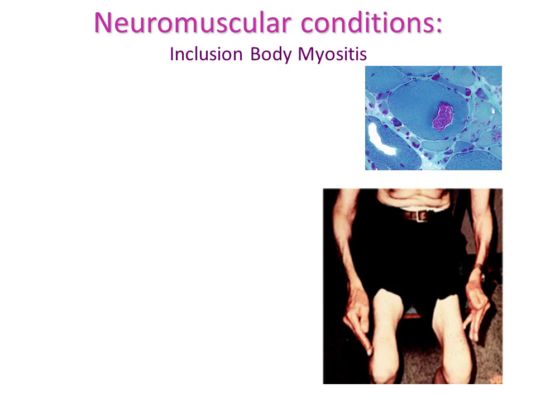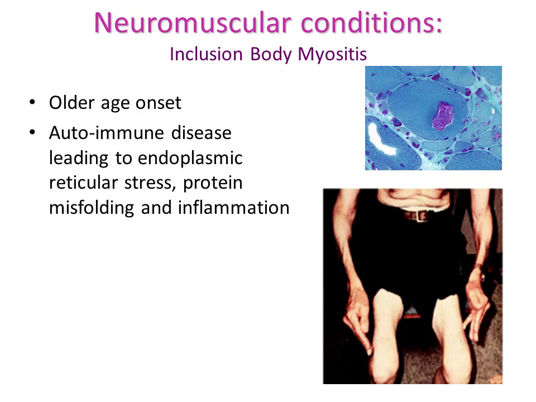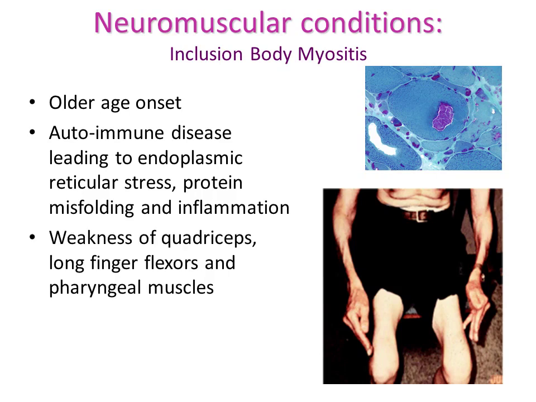Now, inclusion body myositis, although it comes under the umbrella of the inflammatory myopathies, looks a little different. It comes on in much older age, and although it's an autoimmune disease, you don't have the same levels of inflammation. And when they've looked at it more closely, it seems that it's a problem of protein build-up and protein misfolding within the endoplasmic reticulum of the muscle cells that causes stress.